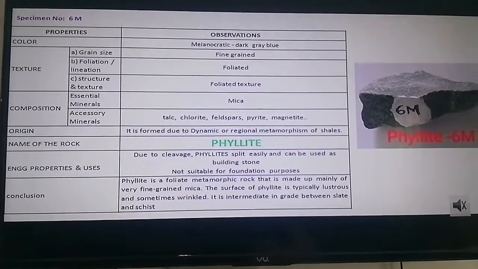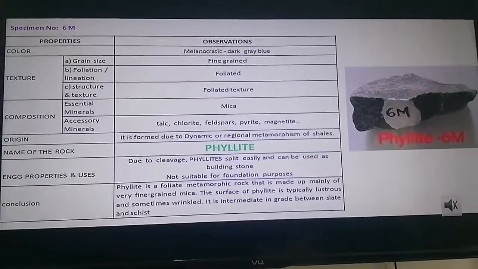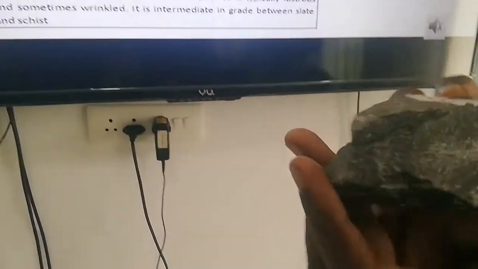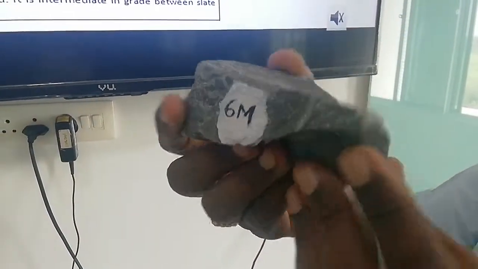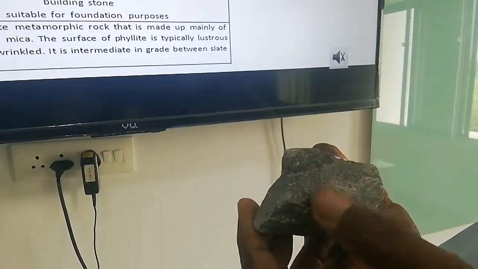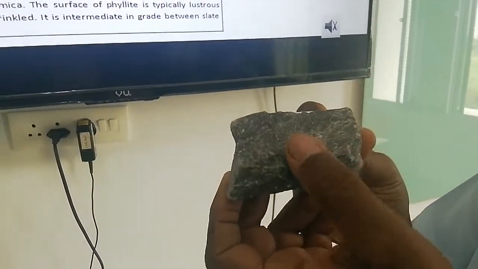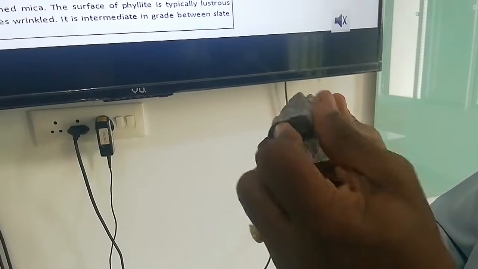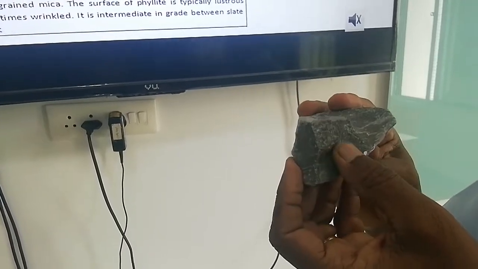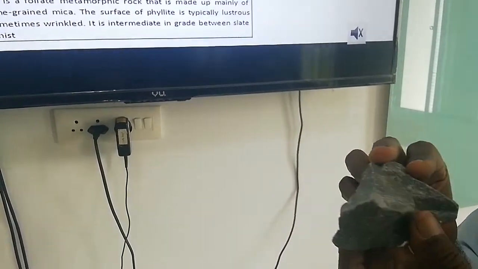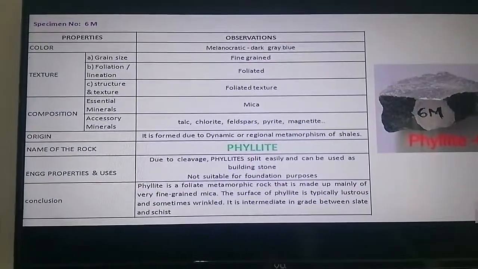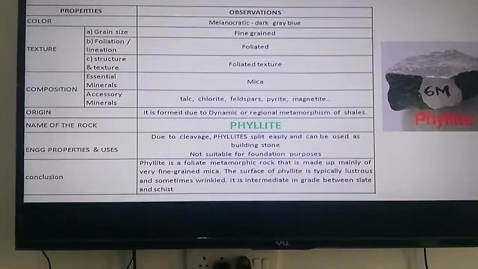The next rock is phyllite. So this is the rock phyllite. The phyllite rock is marked as 6M. It is melanocratic, dark grey or dark greyish in color, fine grained, foliated. Essentially, phyllites consist of mica, and accessory minerals include talc, chlorite, feldspars, pyrite, magnetite and a little quartz. Phyllite is formed due to dynamic or regional metamorphism of shales.